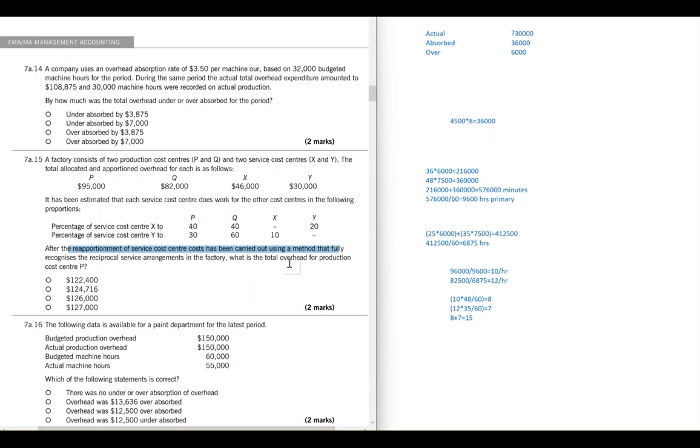Remember, fully recognizing the reciprocal service is the algebraic method. In the algebraic method, we consider the reciprocal service. In the direct method, we completely ignore it. In the step-down method, we ignore it for one of the departments. And in the repeated distribution method, remember, there isn't an exact answer, so I would not expect it to come in the exam. So it is simply asking for the algebraic method.